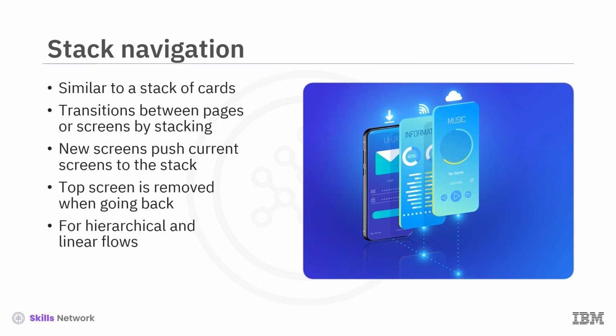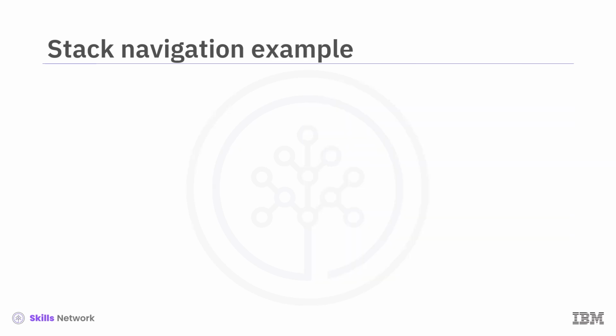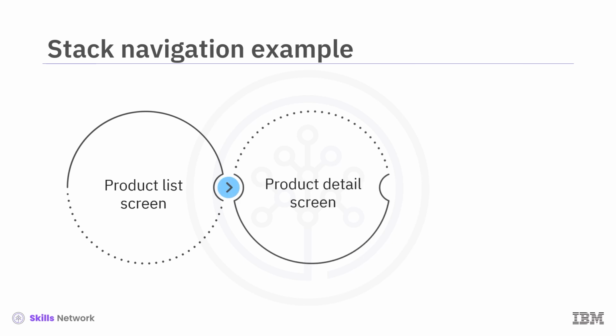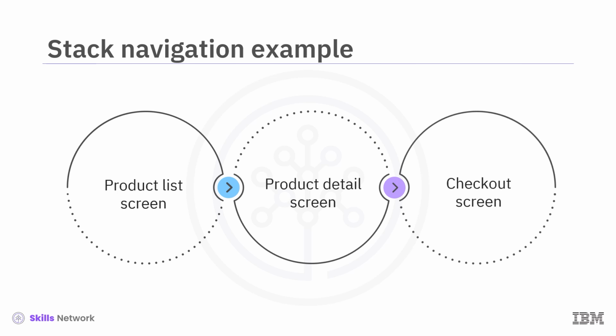This form of navigation is often used for hierarchical or ranked importance and linear flows within an application. Stack navigation is typically used to navigate between different screens in a linear flow. For example, an e-commerce app might have a screen that displays a list of products. When a user taps on a product, it navigates to the product detail screen. After adding items to the cart, the user can navigate to the checkout screen.